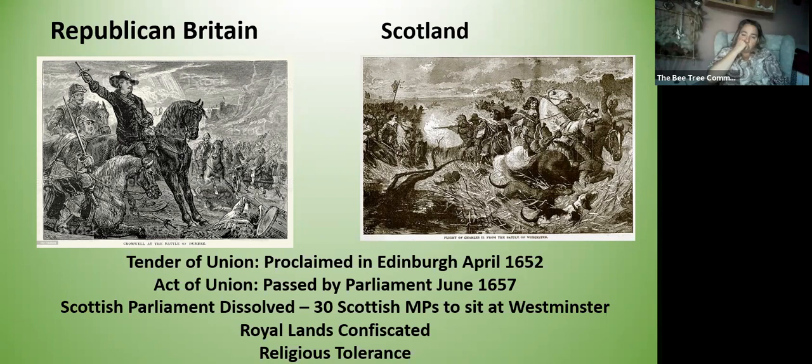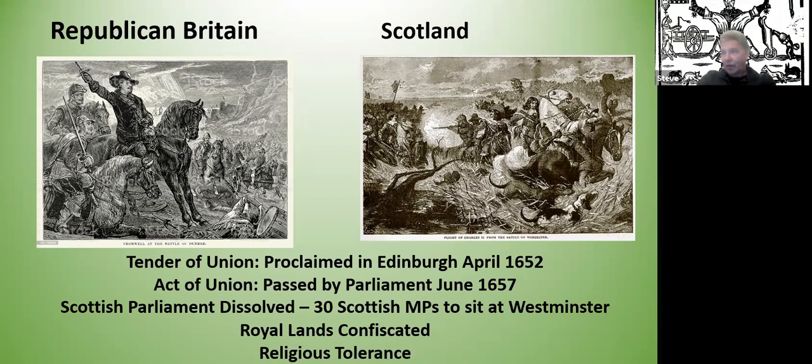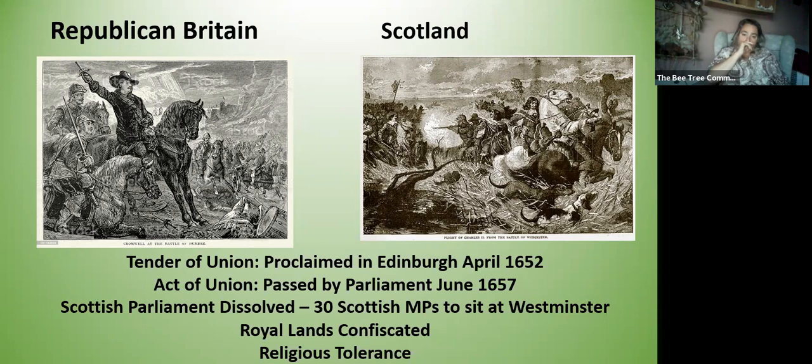The Republican English government planned to incorporate Scotland into the Commonwealth with England. The tender of union was presented to the Westminster Parliament in March 1652, sorry. The Scots were not consulted, and it was proclaimed in Edinburgh on the 21st of April. The union included religious toleration across the two nations, excluding Catholics, of course. The forfeiture of all royal property and revenues, and Scottish representatives were authorised to be elected to the Westminster Parliament.